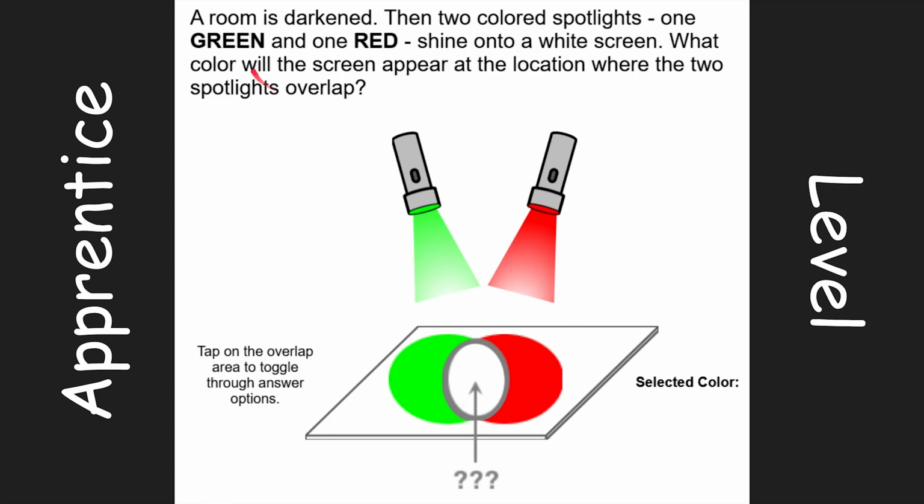We see in the Apprentice level here, a room is darkened when 2 colored spotlights, one green, one red, shine on the white screen. What color will the screen appear at the location where the 2 spotlights overlap? So this is just saying pretty much exactly what we just did. If we put green towards our eye and red towards our eye, that means we trigger the green and the red. The green and the red cones are triggering. They fire at us.